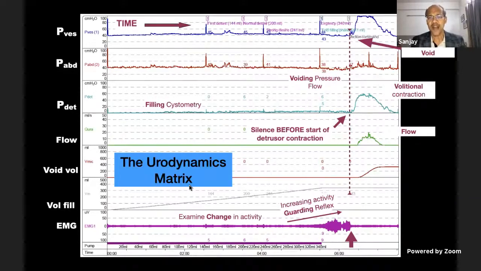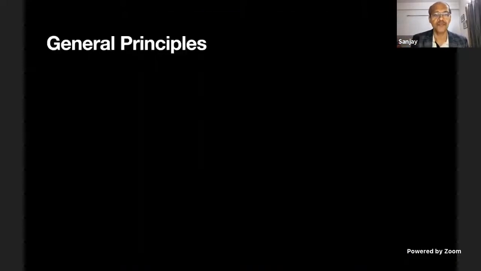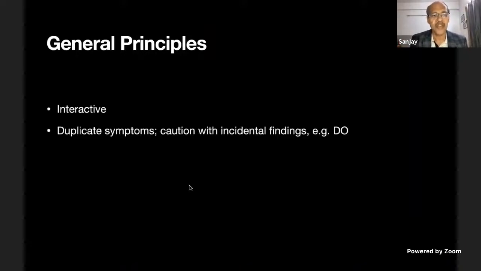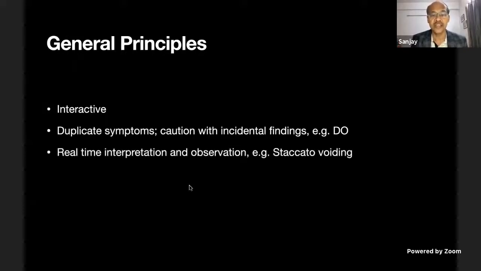So the urodynamics matrix essentially consists of looking at voiding and storage aspects of lower tract function, and you want to look at both the bladder as well as the outlet. So what are some of the general principles? The urodynamics should be interactive. You want to duplicate the patient's symptoms, and you need to be cautious with incidental findings. Sometimes you can get, for instance, detrusor overactivity in a child, or adult for that matter, induced by the test. You need to do real-time interpretation or have somebody do the real-time interpretation.